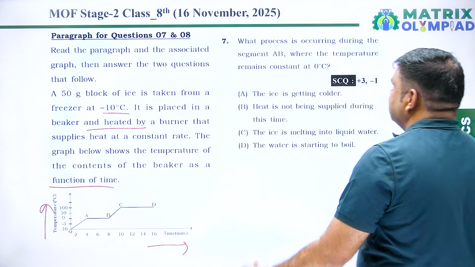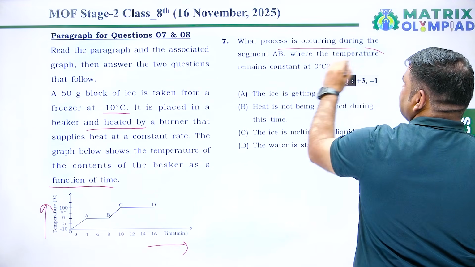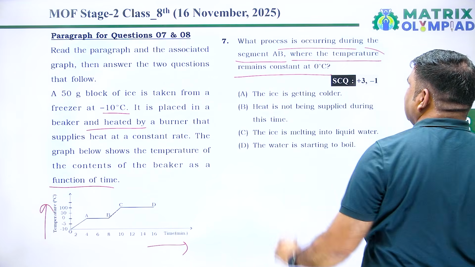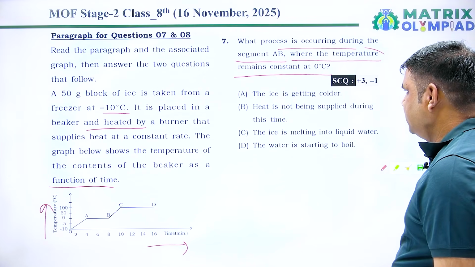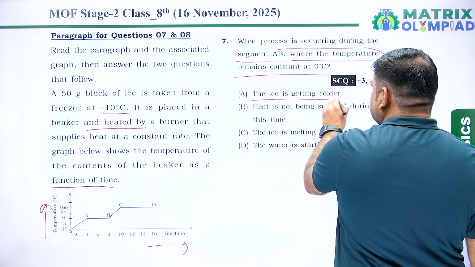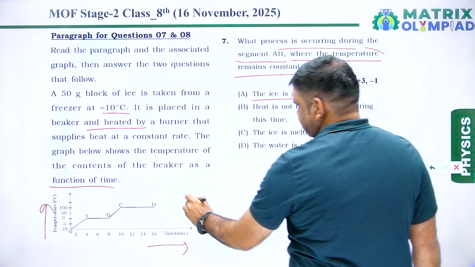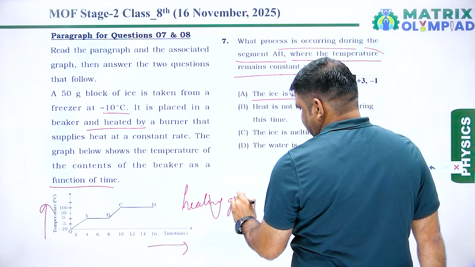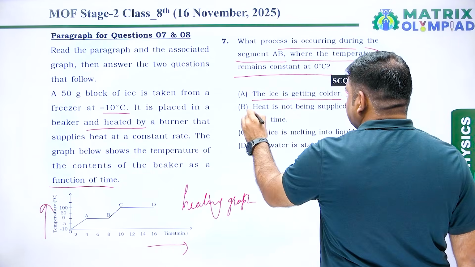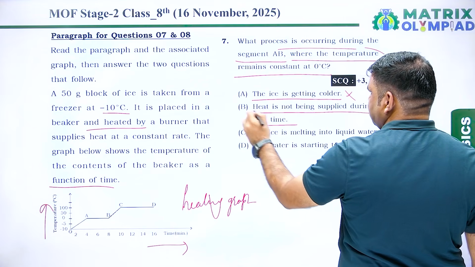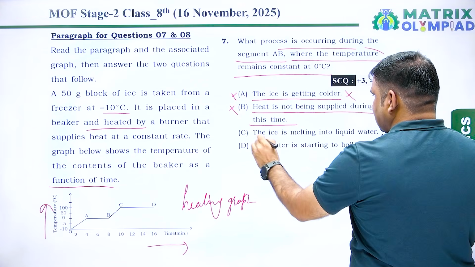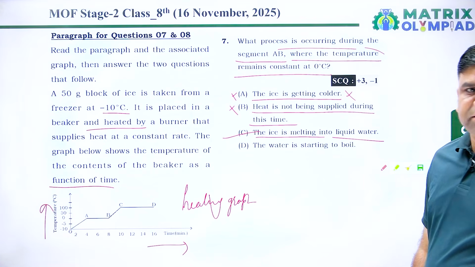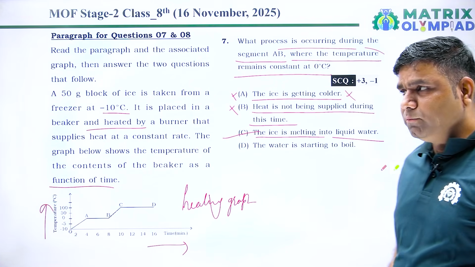Question number 7 says, what process is occurring during the segment AB where the temperature remains constant at 0 degree centigrade? Option A is the ice is getting colder. No, because this is a heating graph. Option B is heat is not being supplied during this time. That is also incorrect. The ice is melting into liquid water. Yes. So C will be the correct answer for question number 7. Let's move to the next question.